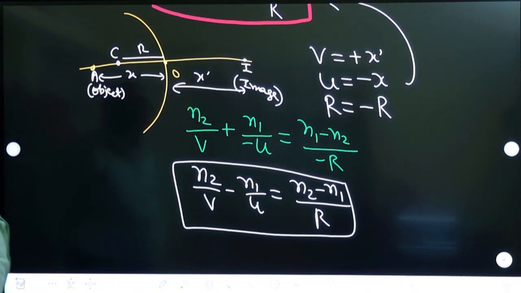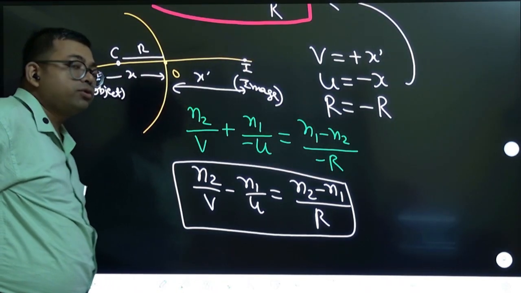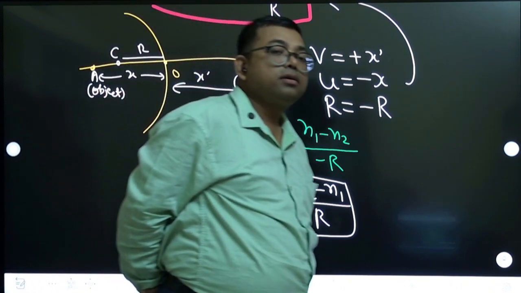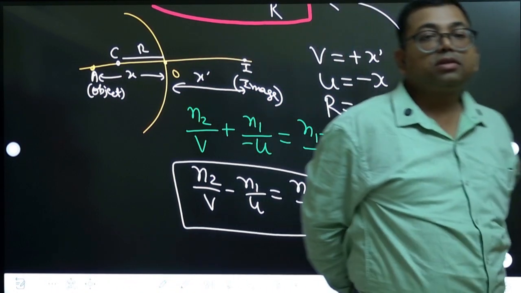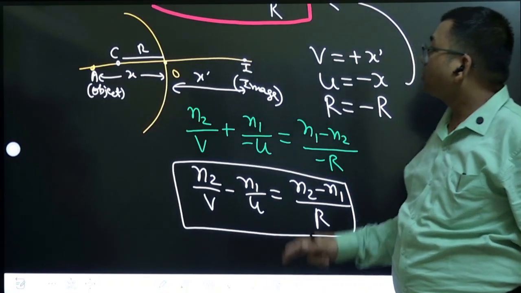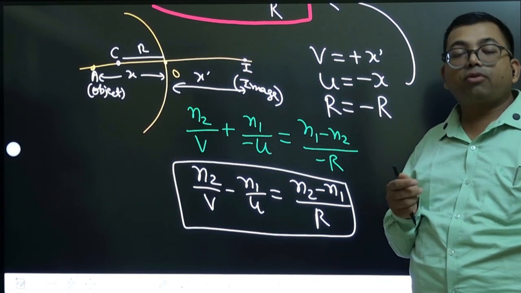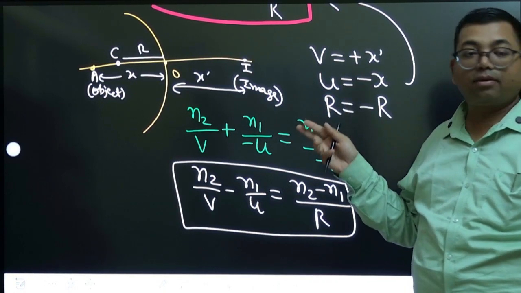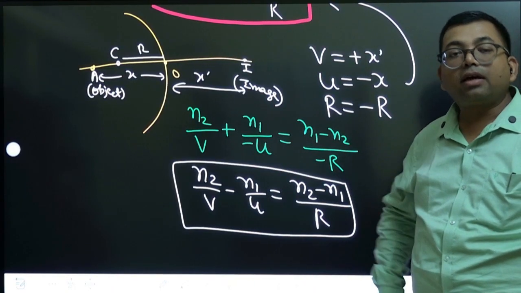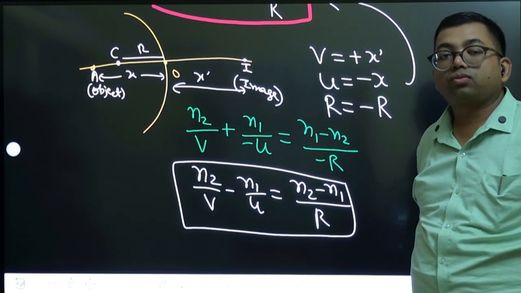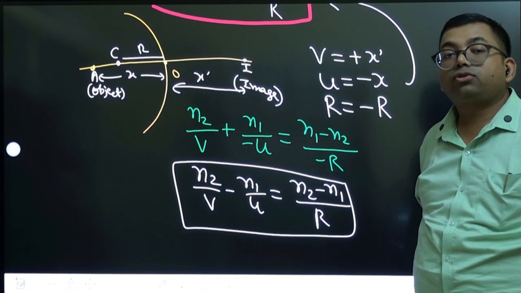This formula is true. Now suppose the raw formula that we have got in terms of the x axis is also true for other types of shape, because we have taken concave here. Suppose I take convex, will it also be true? Will it also be true?